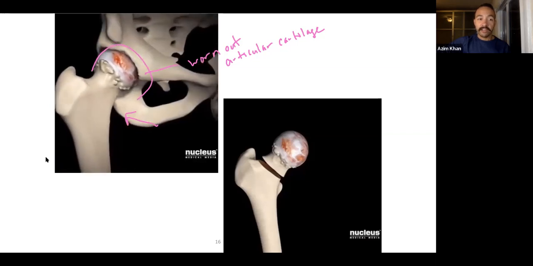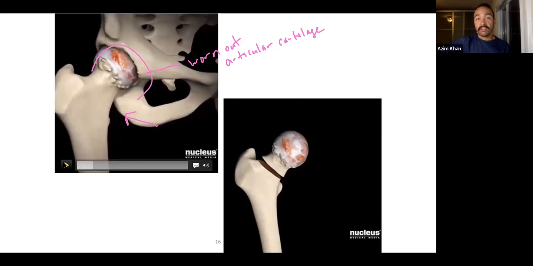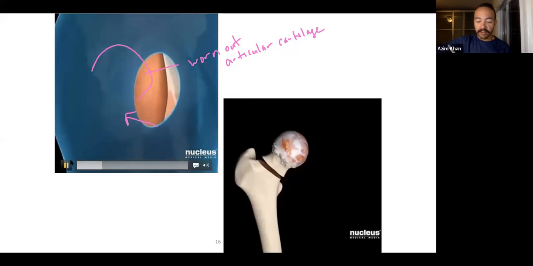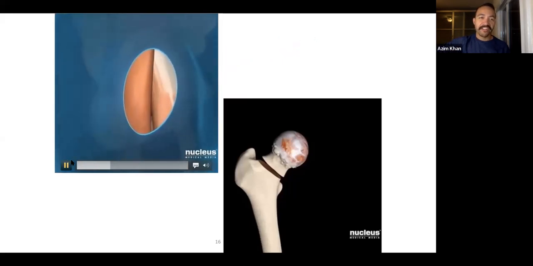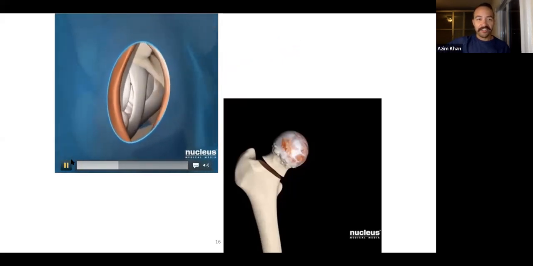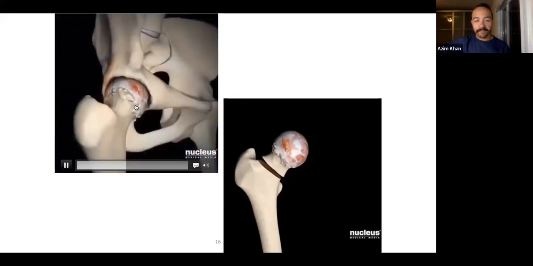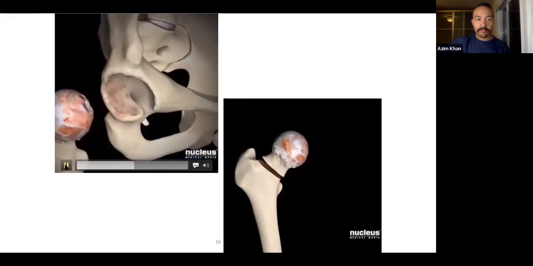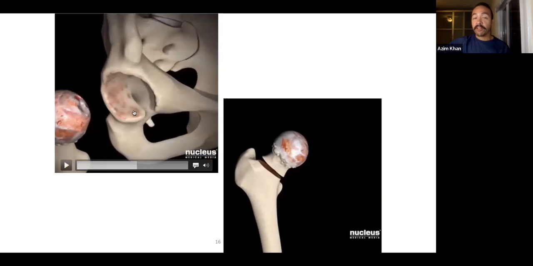What can be done is you can replace the joint thanks to modern advancements in medicine. What they'll do is they will remove the femur out of the acetabulum. Oh, sorry, they'll make incisions first to get to the femur, here we go. Move the ligaments out of the way. Remove the femur from the acetabulum. You can see that the acetabulum is also damaged. So both the acetabulum and the head of the femur have to be replaced.